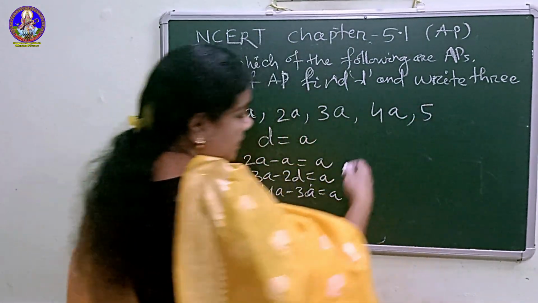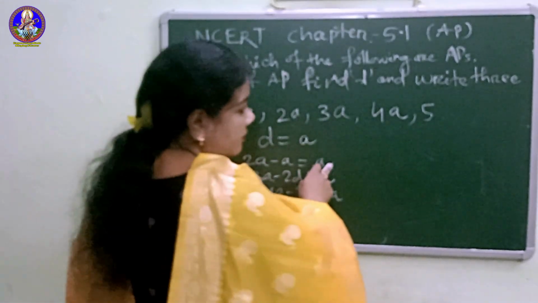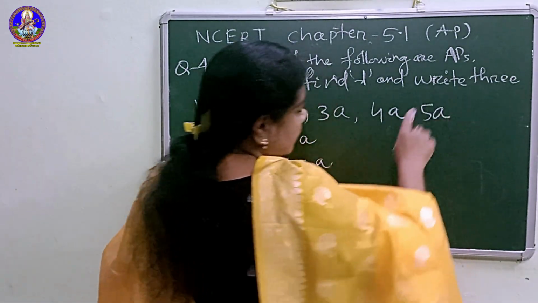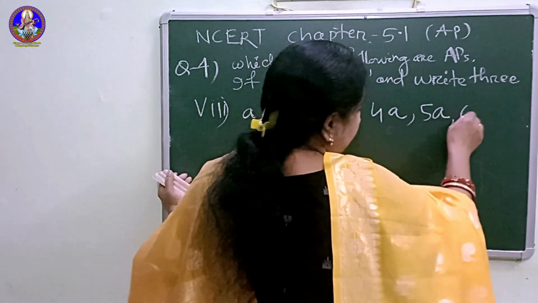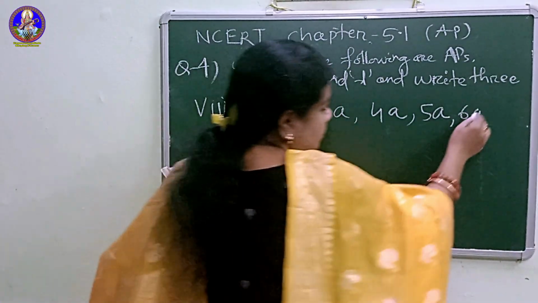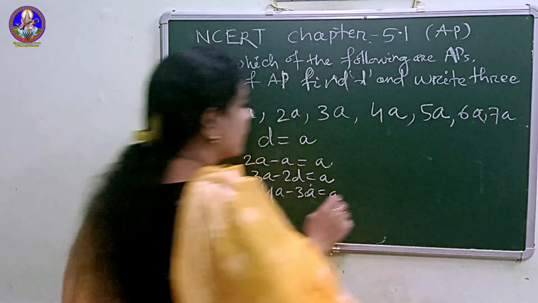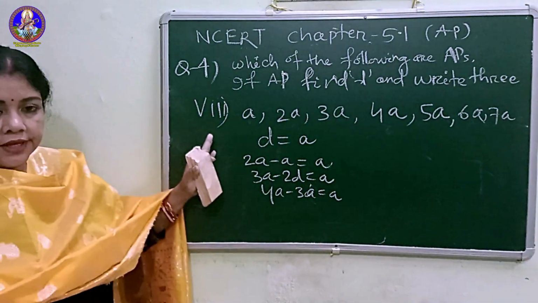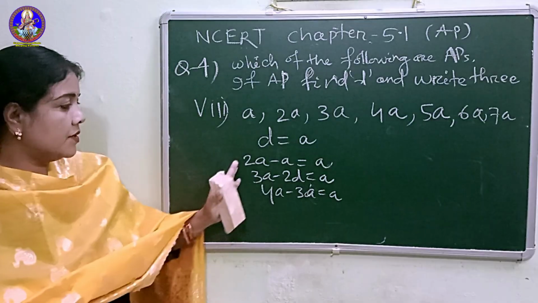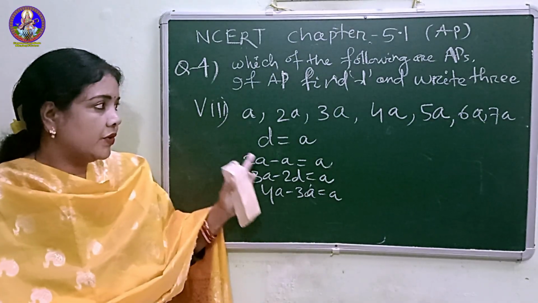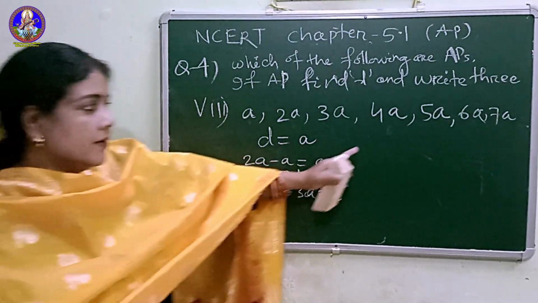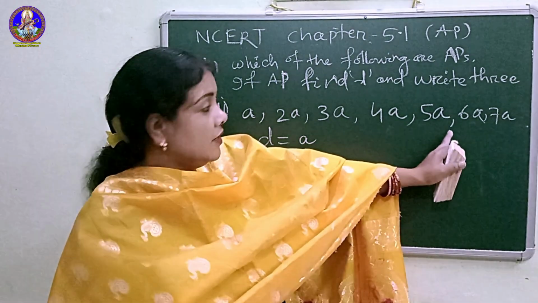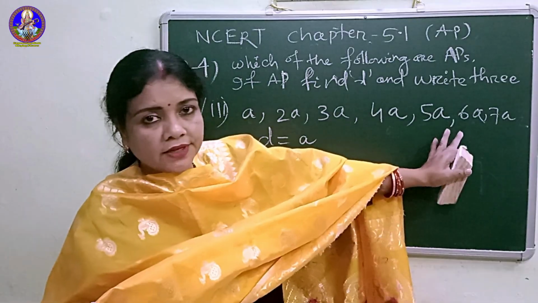We have to add the difference: 4A plus A is 5A, 5A plus A is 6A, 6A plus A is equal to 7A. So this is the answer. It comes under AP because a difference is there. The first term we know, the sequence is there, then we can find out the next 3 or 4 terms, whatever you are asked to find.